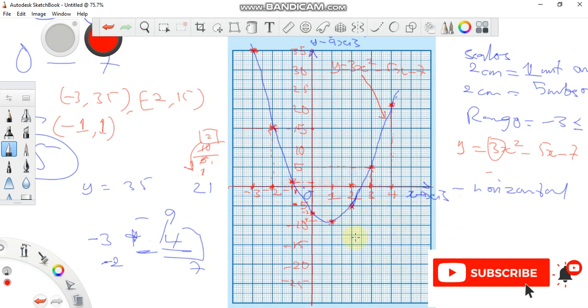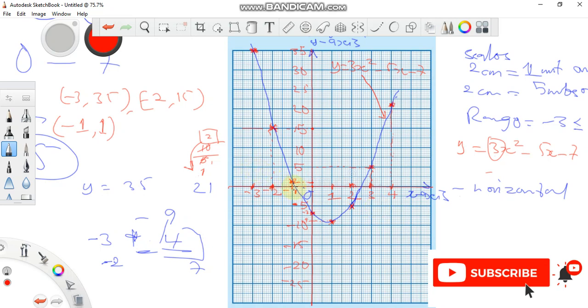Okay, so now we've plotted our graph. Now the next part of the question asks us to use our graph to find the roots of the equation. So what are the roots of the equation? The roots of the equation are basically where the curve touches the x-axis.